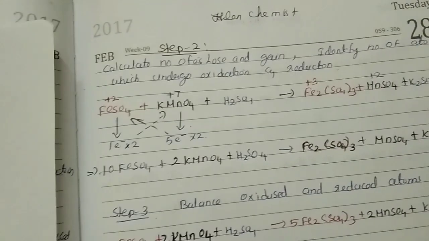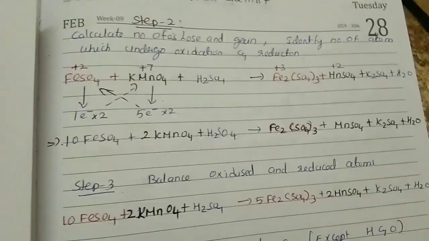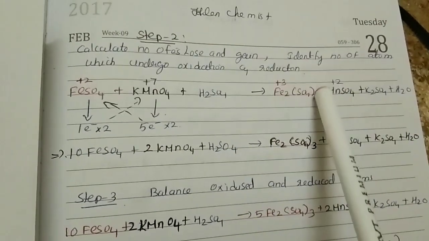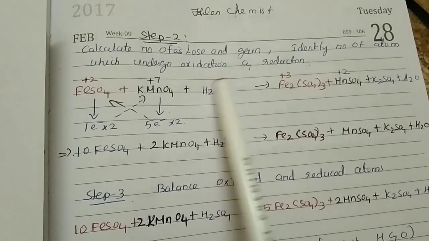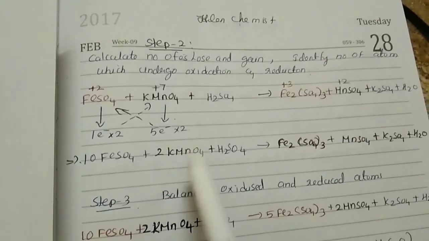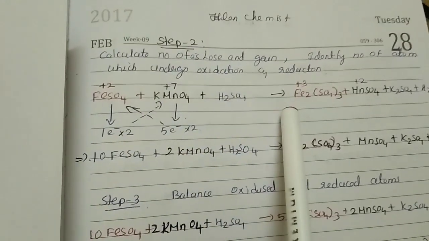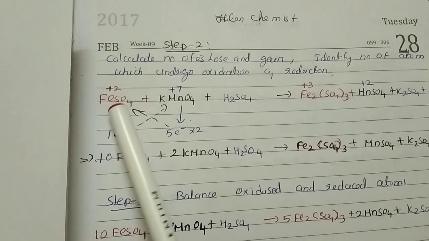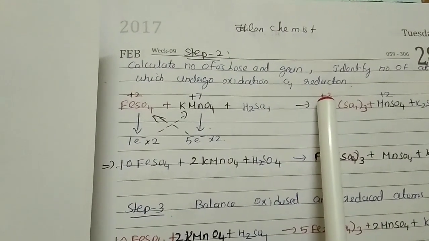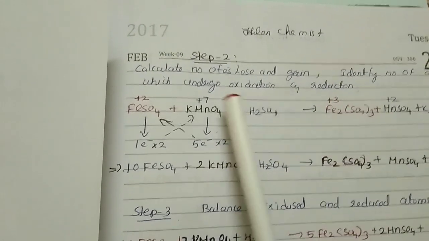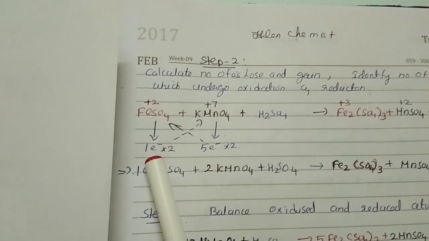Next, step 2. Calculate the number of loss and gain of electrons. Identify the number of atoms which undergo oxidation and reduction. So now see that equation. FeSO4, Fe2(SO4)3. Fe has +2 oxidation state. Here Fe has +3 oxidation state. So the difference is 1 electron. So we have to specify here 1 electron.